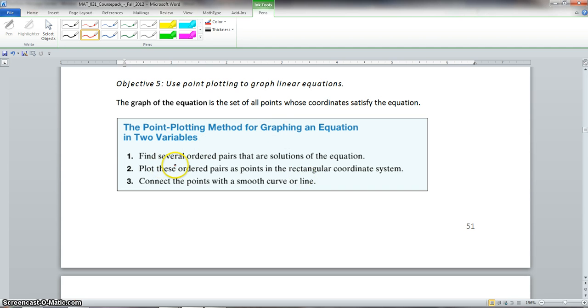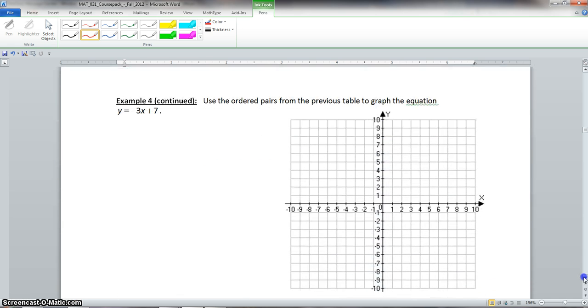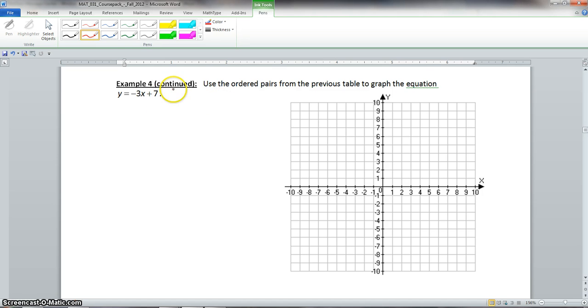Okay, now with number 1 it says find several ordered pairs that are solutions of the equation. Typically we only find 3. Sometimes, very often, we will find more than 3, but we'll just stick to maybe about 3 to 5 solutions, and we will plot that. So we need to scroll down. Now we're going to take a look here. It says example 4, continued. Use the ordered pairs from the previous table to graph the equation y equals negative 3x plus 7. Now we need to go back to this previous table.